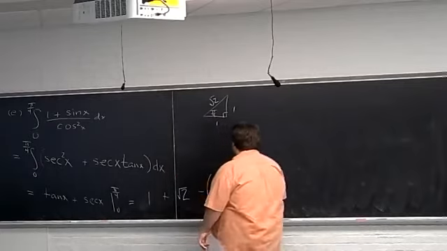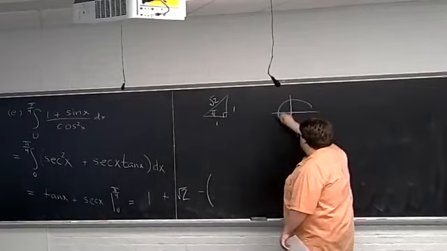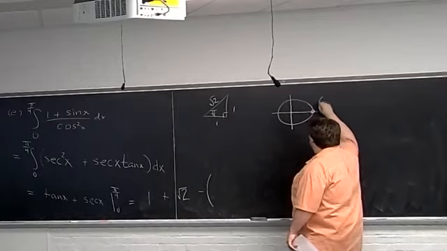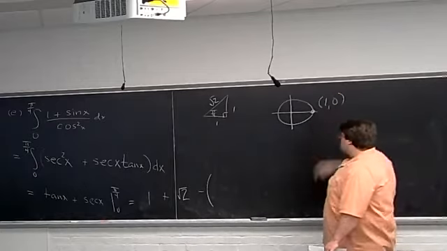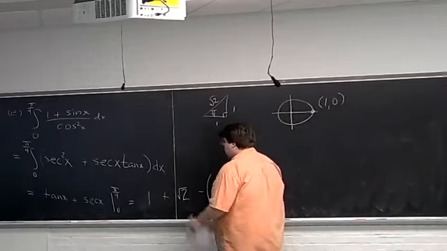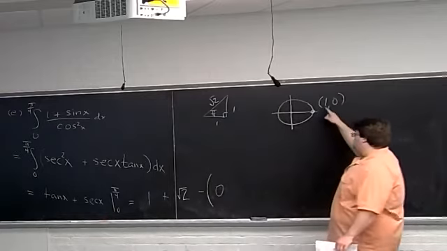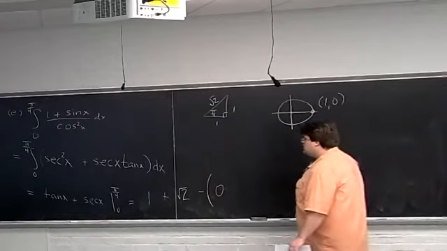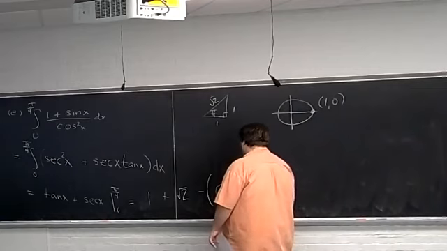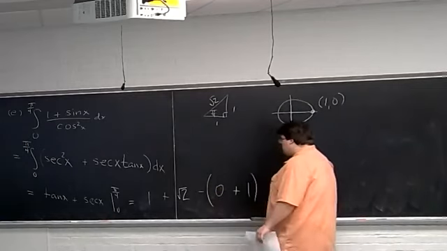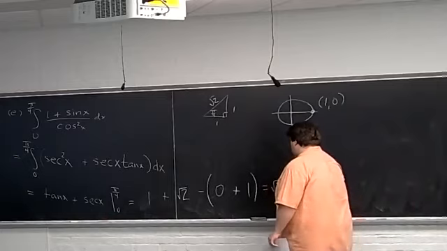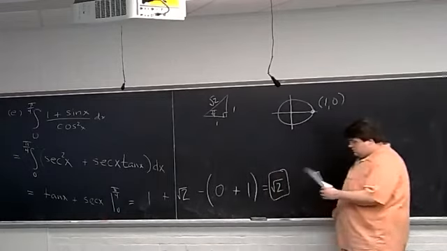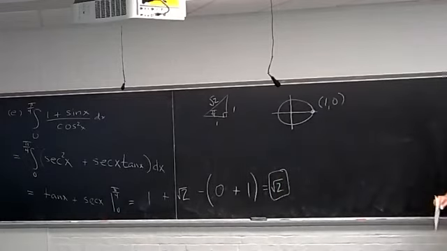Minus what we get at 0. Tangent of 0, 0 over 1, which is 0. Secant of 0, well, cosine of 0 is 1. Flip 1 around, you get 1. 1 plus root 2 minus 1 is root 2. Any questions about that one?